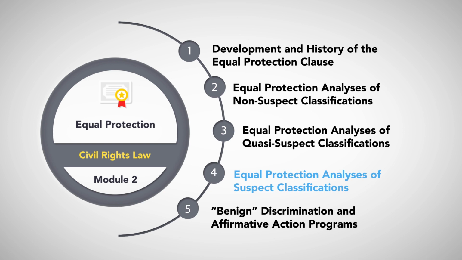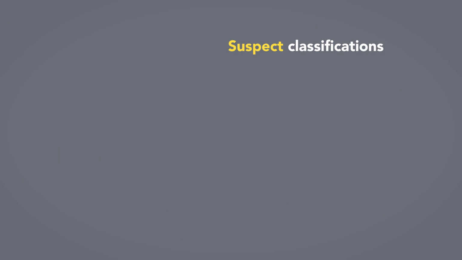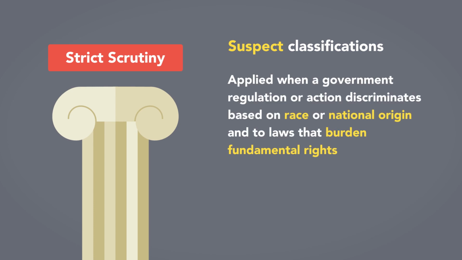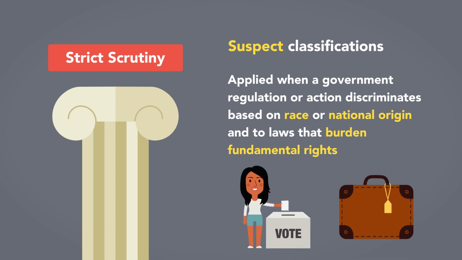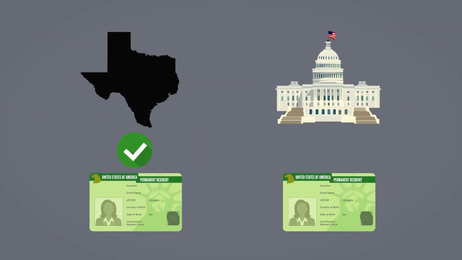Equal protection analyses of suspect classifications. Finally, we'll look at suspect classifications, which are subject to strict scrutiny. Strict scrutiny is applied when a government regulation or action discriminates based on race or national origin, and to laws that burden fundamental freedoms, such as the right to vote or to travel between states. Strict scrutiny also applies to state laws that differentiate based on citizenship status, though not to federal laws that do the same.